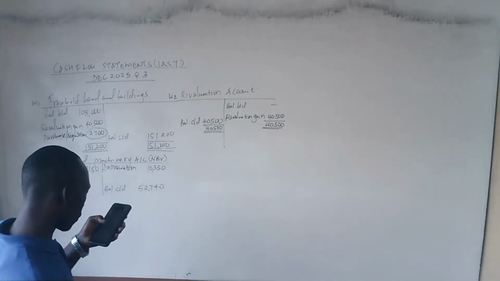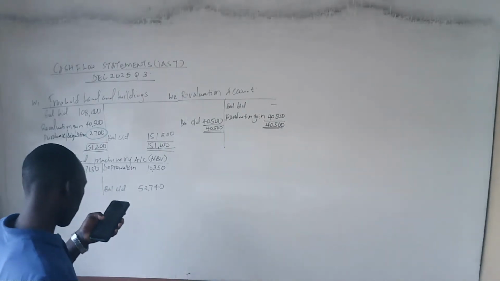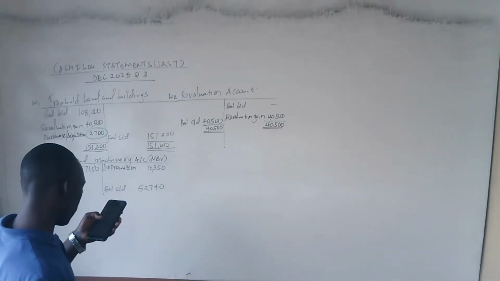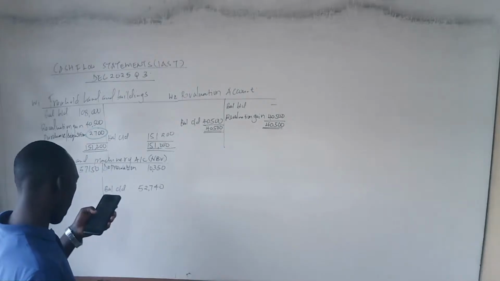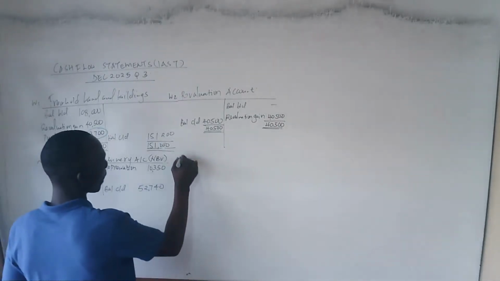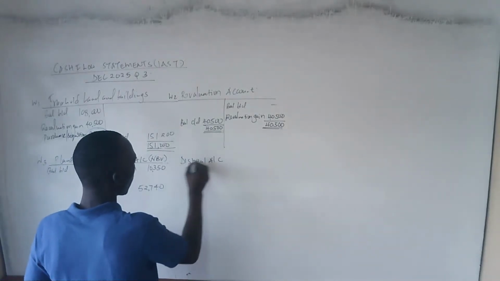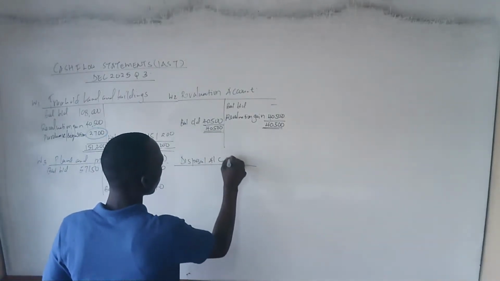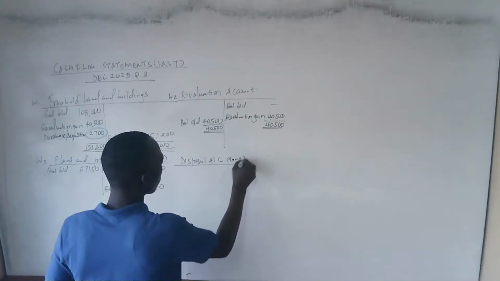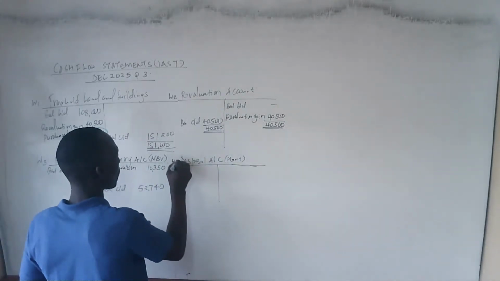50,000 was sold for shillings 13 to 30,000. The plant originally costed how much? It originally costed 27 million. So also, we are going to open the disposal account. And this disposal account is for the plant. So we open the disposal account. This will be working number 4.